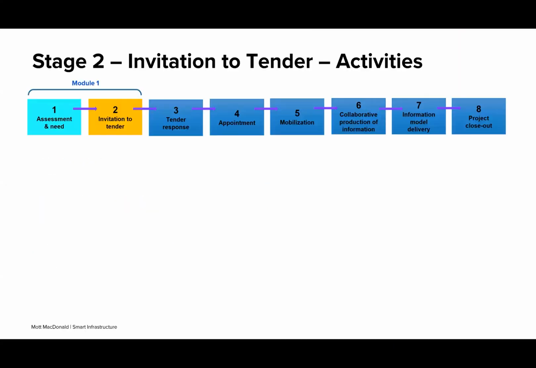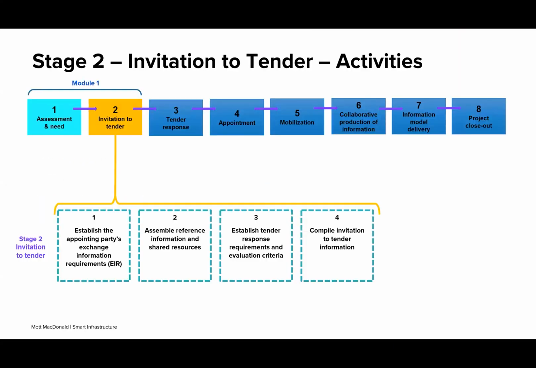Okay, so moving on to stage 2, and the key activities that need to occur in stage 2, which is the invitation to tender stage, are compiling your project setup that you've done and submitting it, creating an invitation for tender to allow appointed parties to submit their tenders.